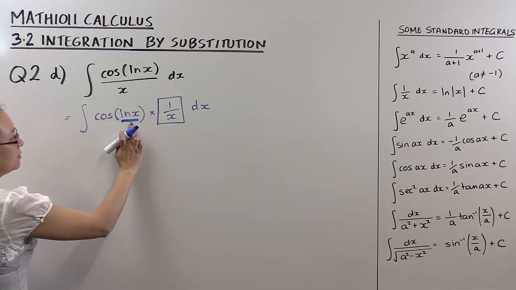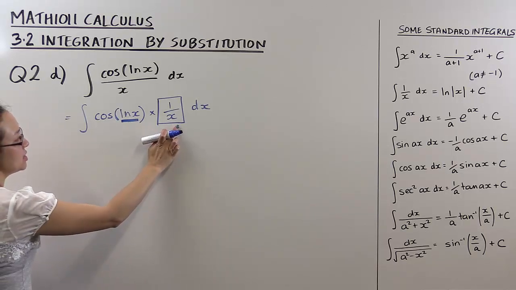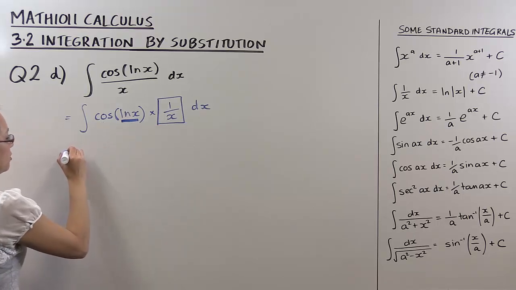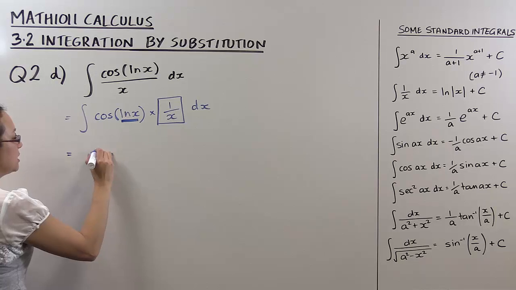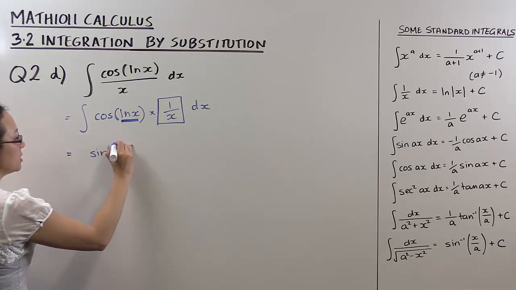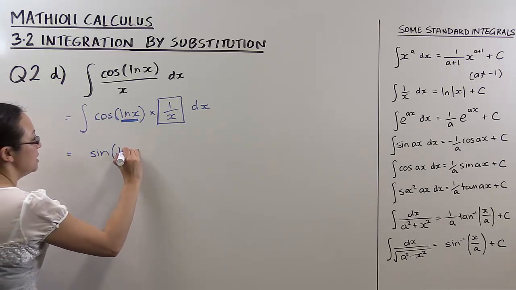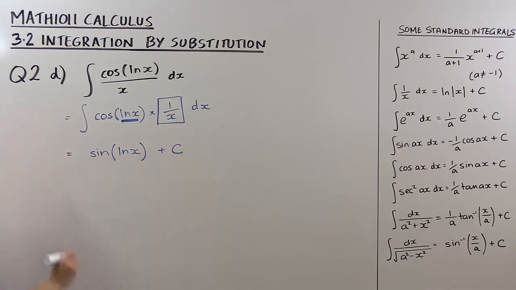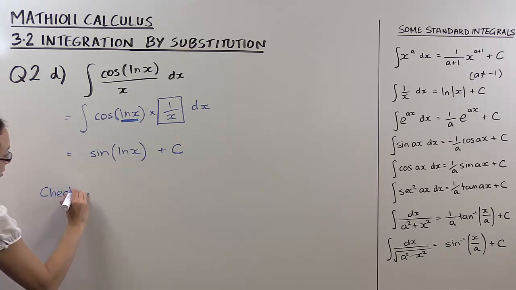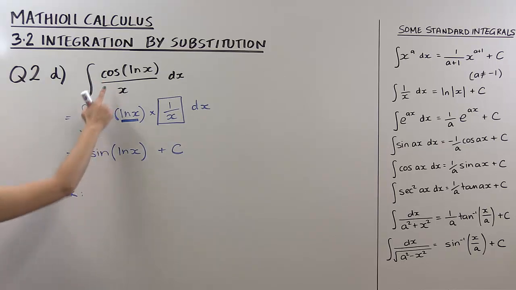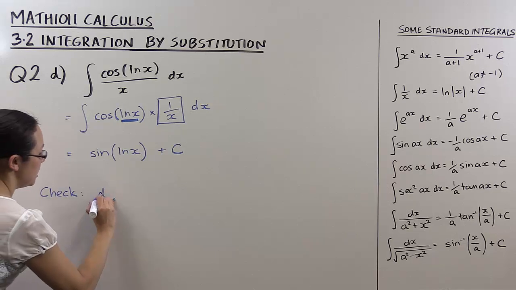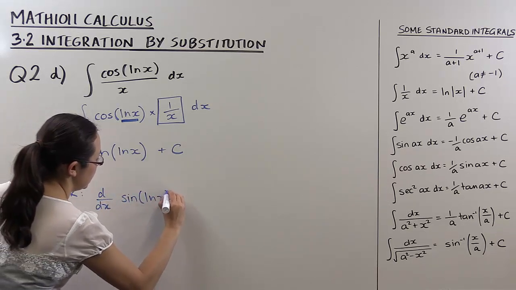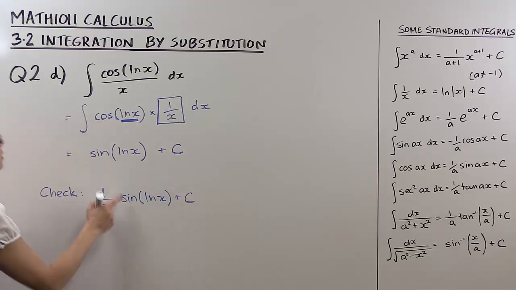If the inside function differentiated is there, the f dash is there, then I just need to integrate cos of something. And I know cos integrates to sine. So this is going to integrate to sine of ln x plus a c. Let's check that. If we think this is an antiderivative of this, then when we differentiate our answer, when we differentiate sine of ln x, we should get the question.